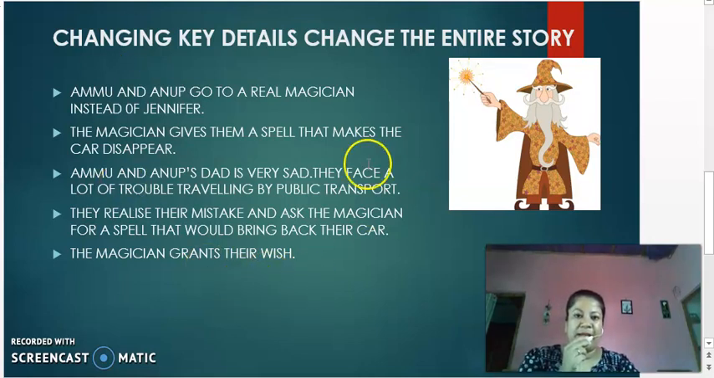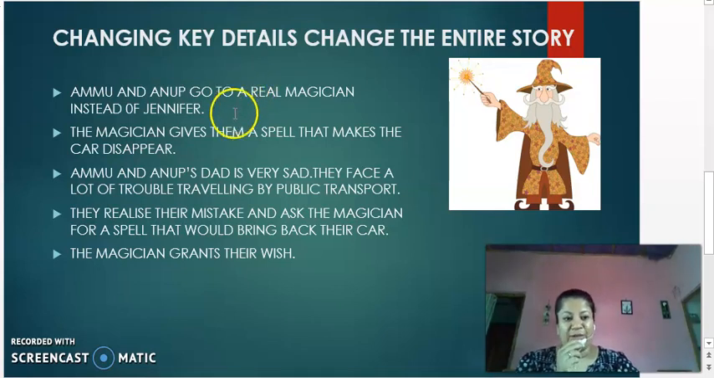So if you see, I have changed just one key detail over here. I've said that they go to a real magician instead of Jennifer, and you can see how the entire story changes. Clear? So remember, key details are the details which push the story forward. If you change one key detail, then your entire story will change. Clear? So that's all for today.